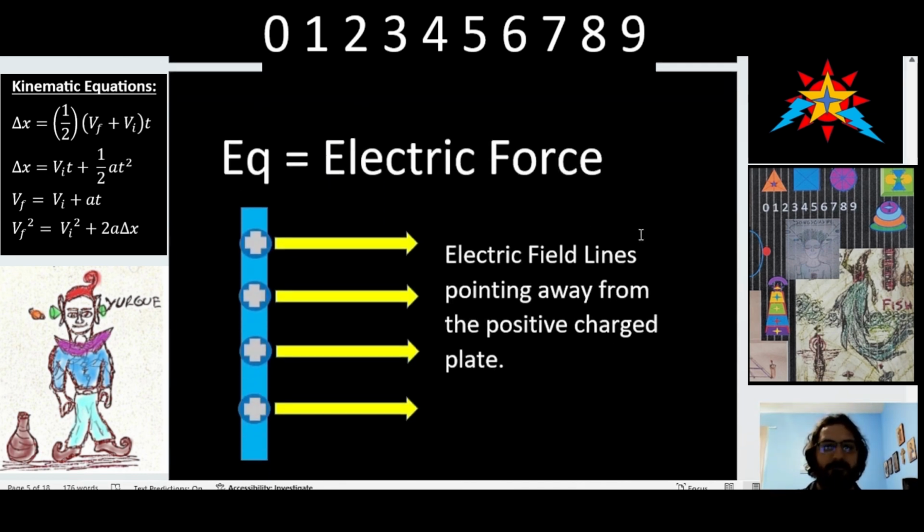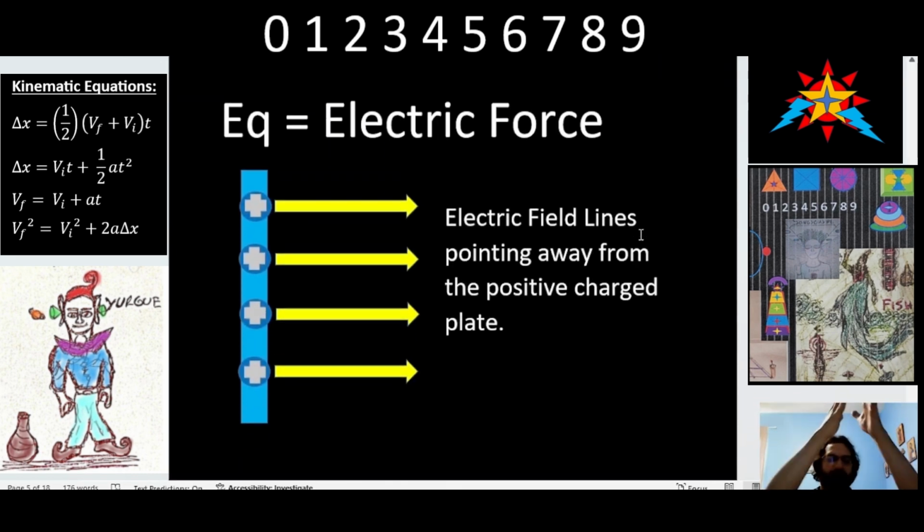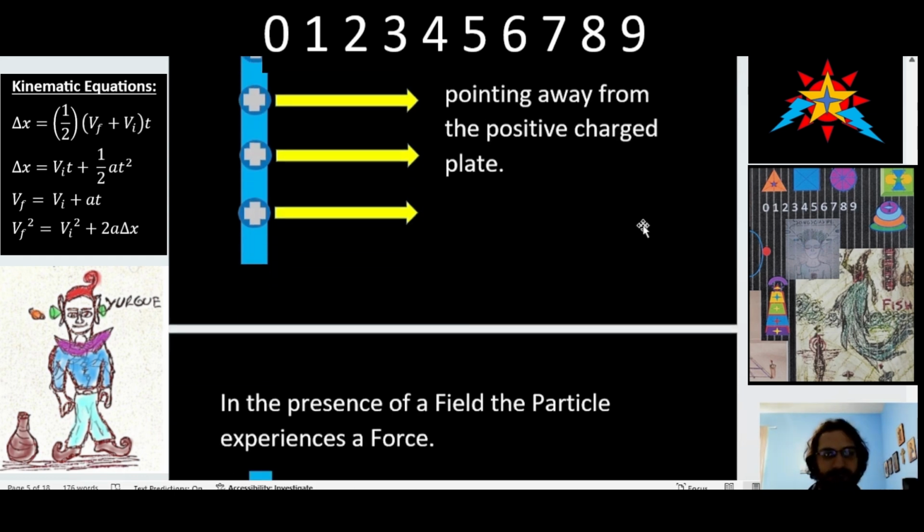Now let's imagine we have a sheet with charges, positive charges in this case, so we know the electric field lines point away from that positive charge. And of course, there's not only 4 charges or 4 positive holes in that sheet, but there are several. This is just for illustrative purposes, that we have 4 particles, or actually 4 holes in there. Electric field lines pointing away from the positively charged plate.